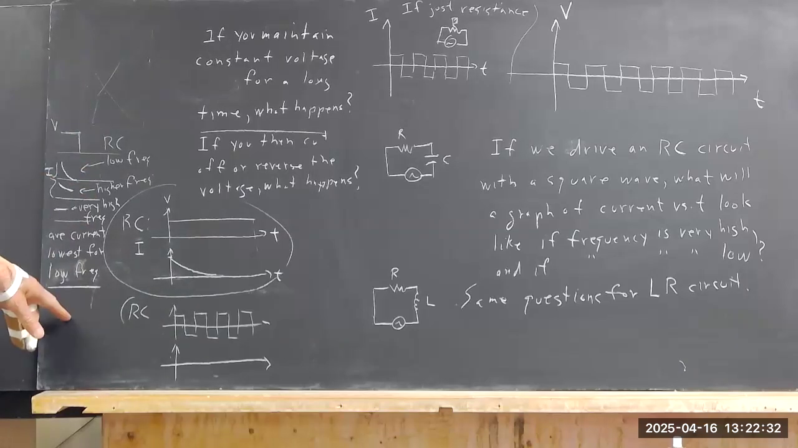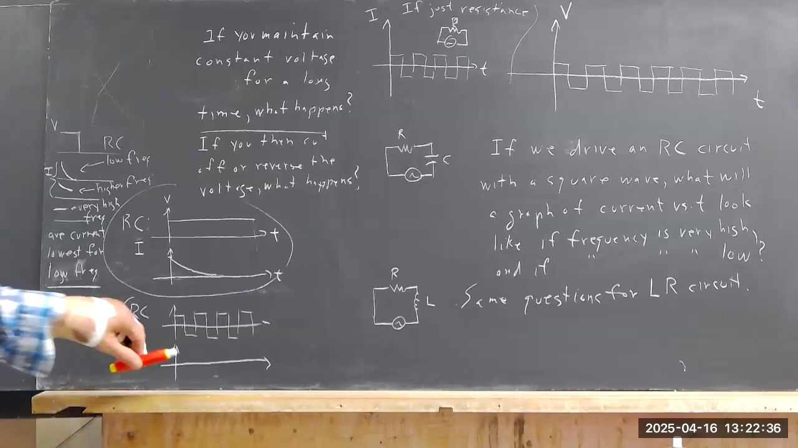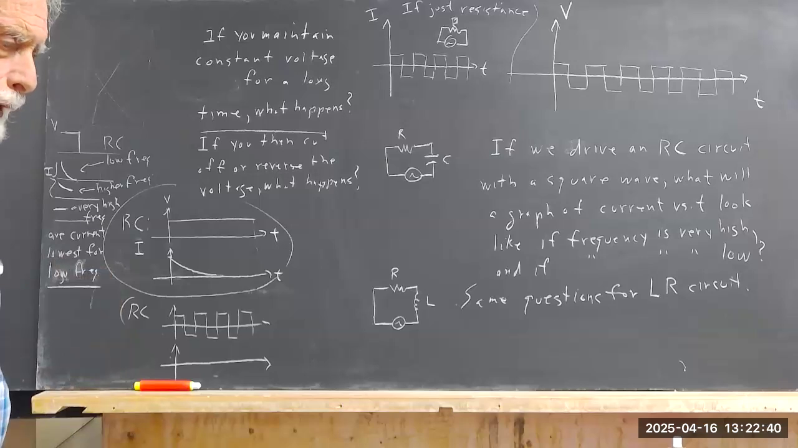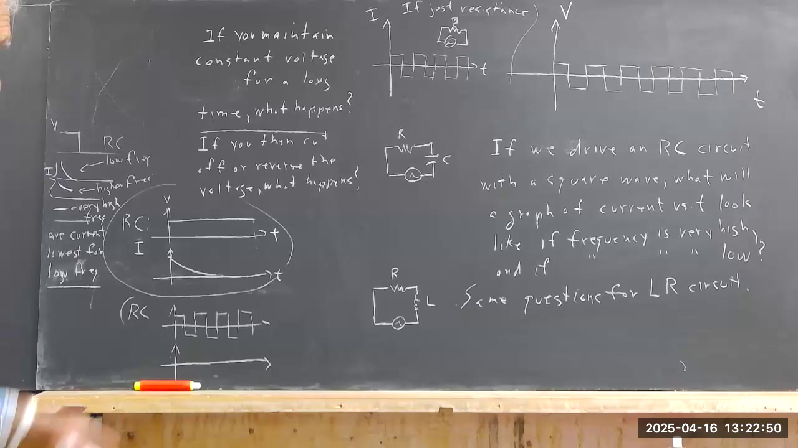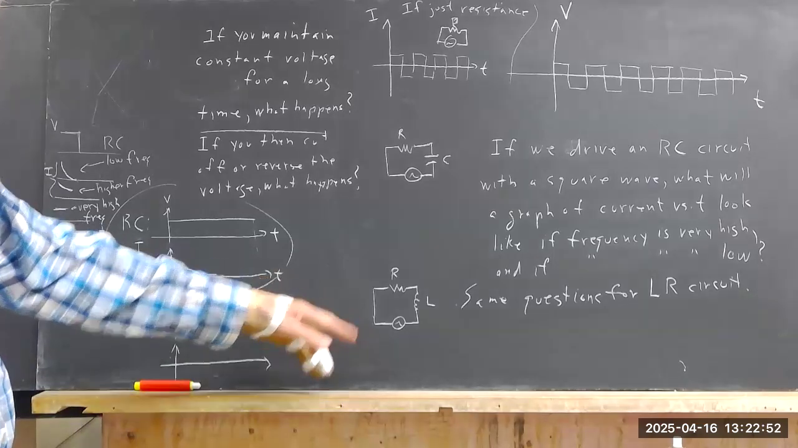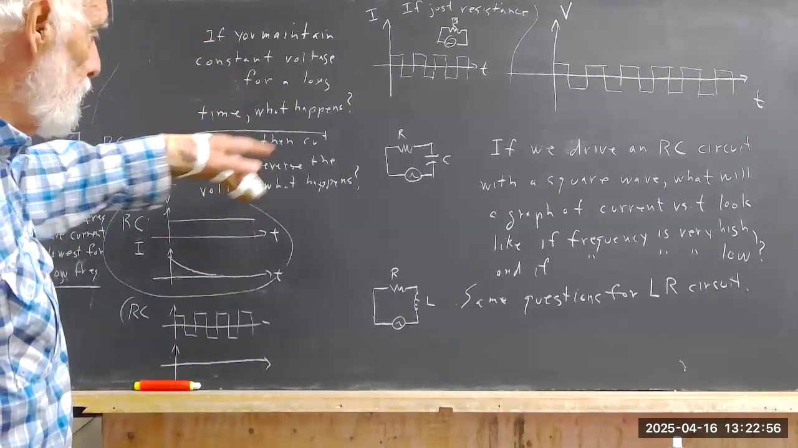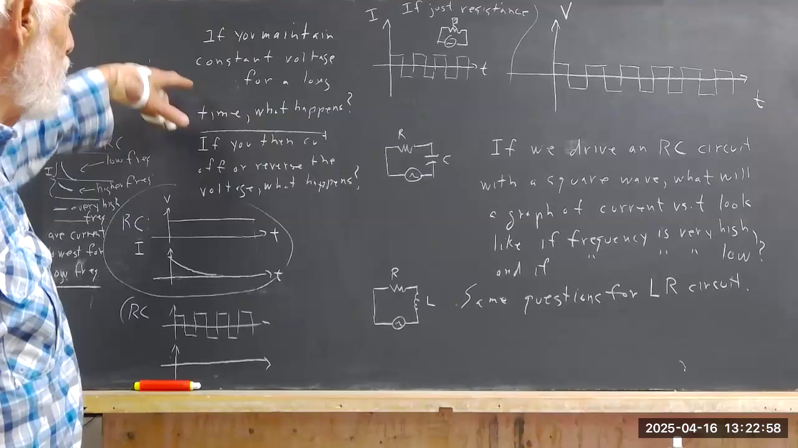Okay, well, that's kind of a low brain understanding of why a capacitor suppresses low frequencies. So what happens with an inductor in each of these cases?